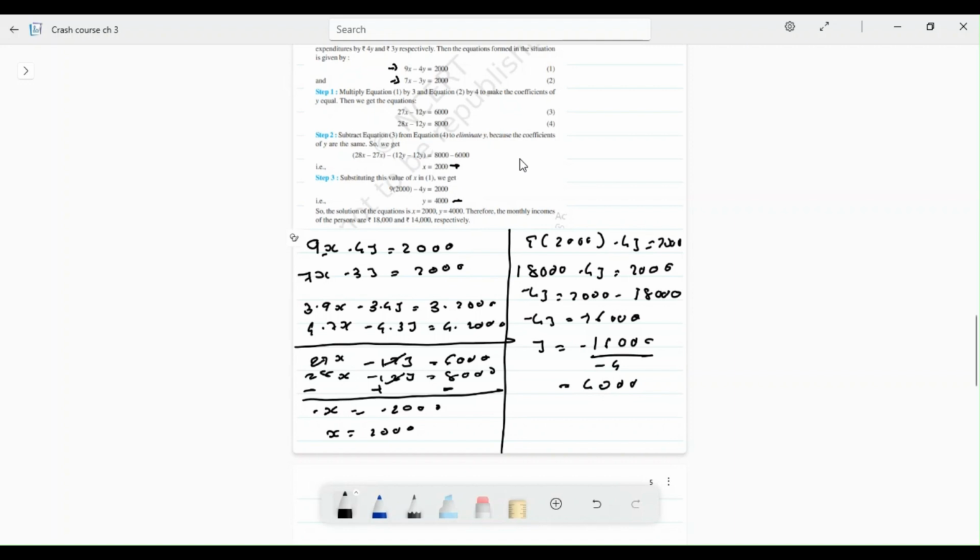So based on these two methods, we can solve for the values of x and y for a pair of equations having two variables. We have two methods: one is the graphical one, and the other is the algebraic one. The algebraic one can be solved either by the substitution method or by the elimination method.